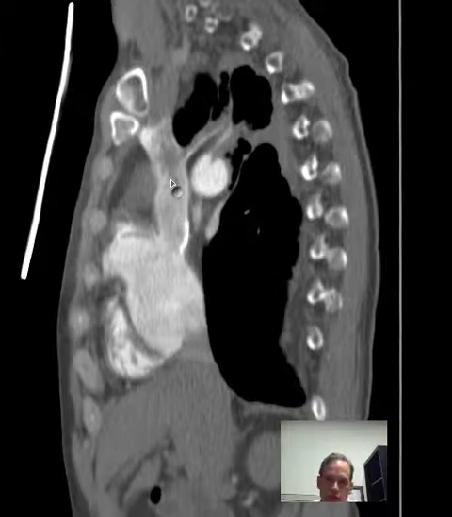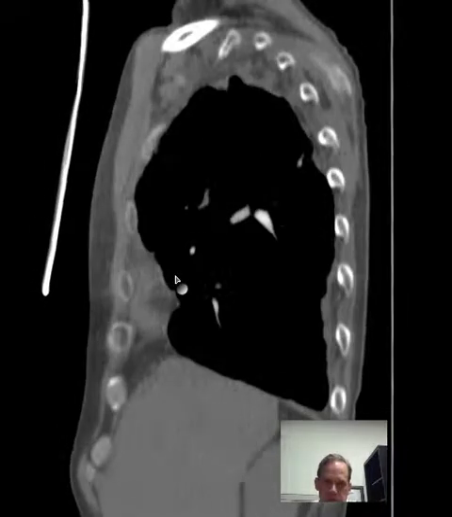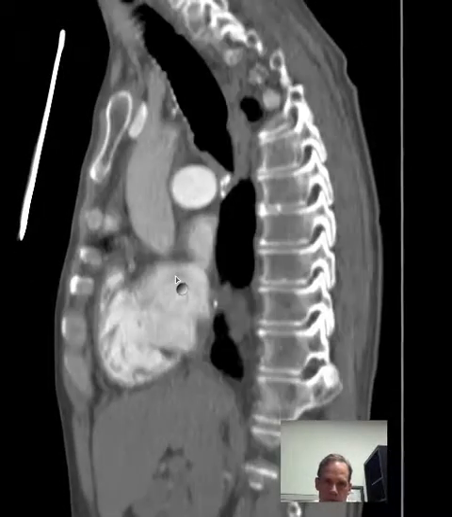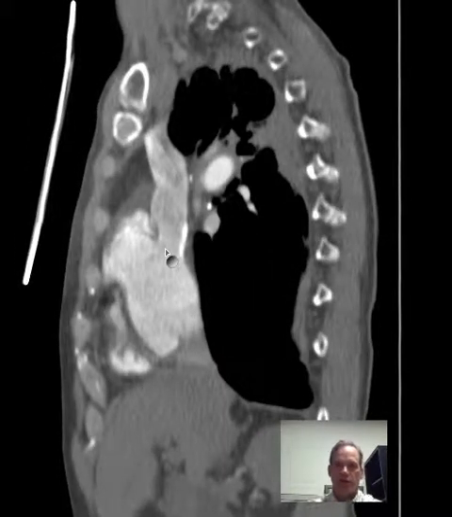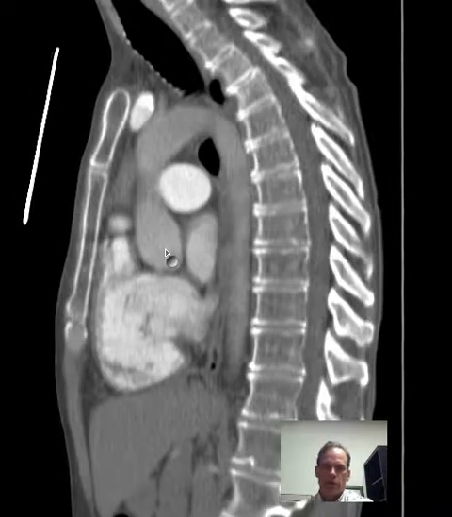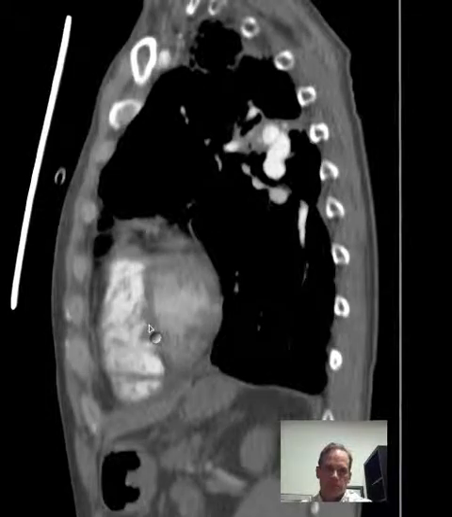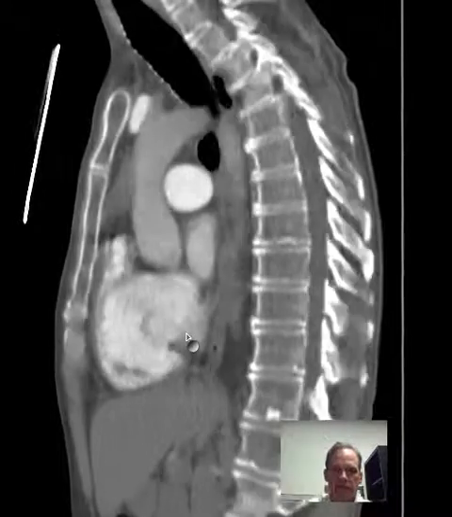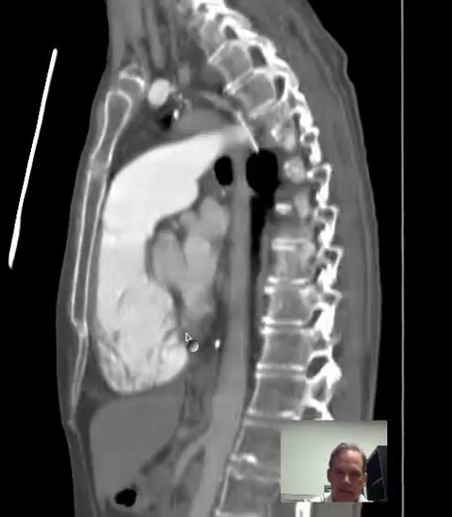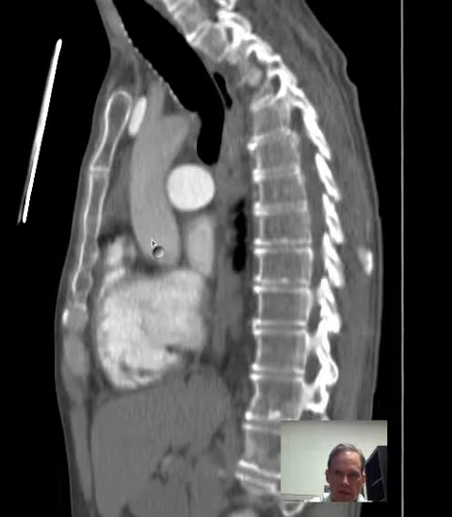So blood courses down the superior vena cava into the right atrium, which then empties into the right ventricle. Here's the left ventricle. We follow that back, and it's kind of hard to see the left atrium here, but it should be right here. Well, that's the aorta.